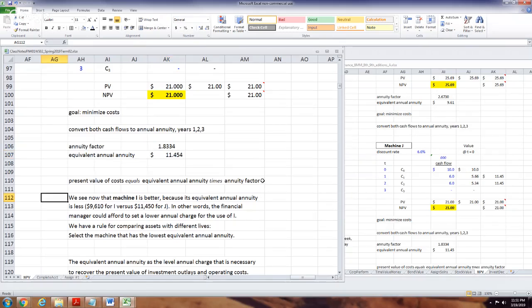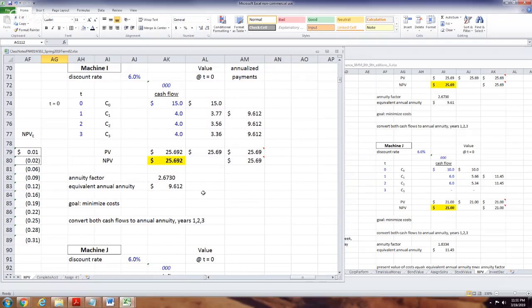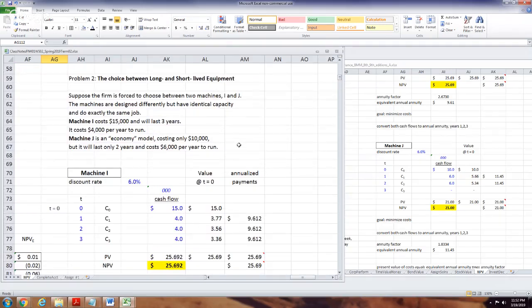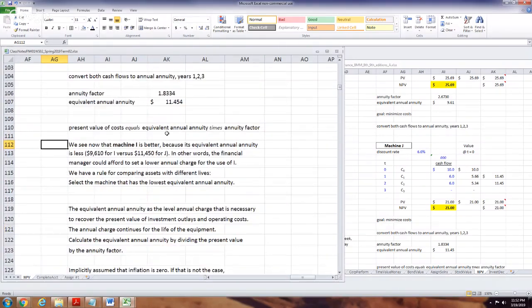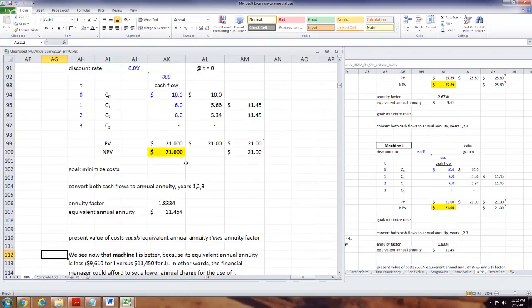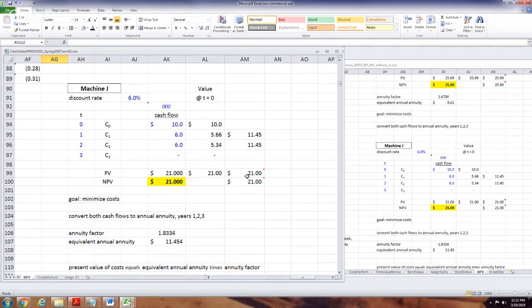So machine I is better, and why is it better? Because it's cheaper to run, even though it lasts longer, 3 years versus just 2 years. Here's the conclusion down here. It's better because the equivalent annual annuity is less, the payments are less. Yeah, 9,600 to 11,000.